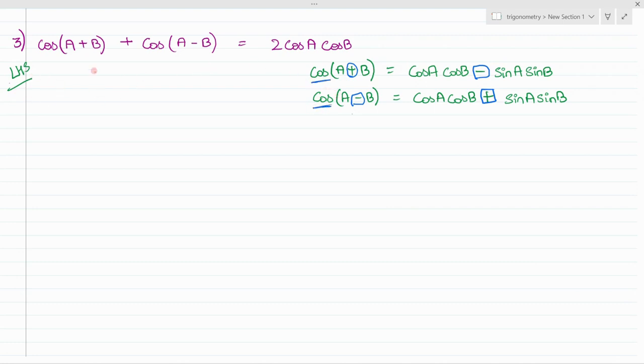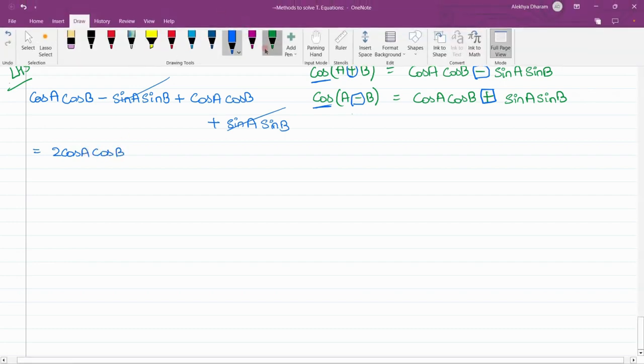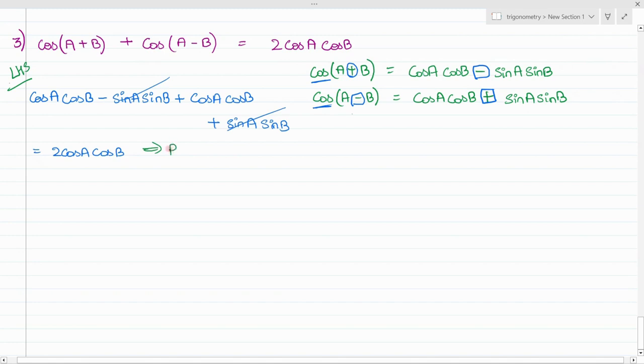So let's just substitute the values. You'll get cos A cos B minus sin A sin B plus cos A cos B plus sin A sin B. So this sin A sin B value gets cancelled. The remaining thing is 2 cos A cos B. So this is the required RHS.